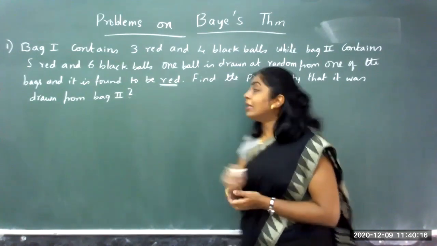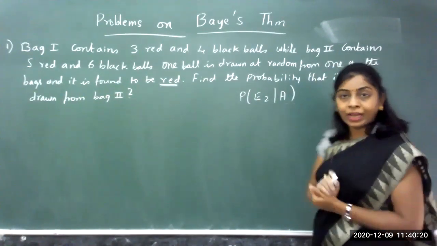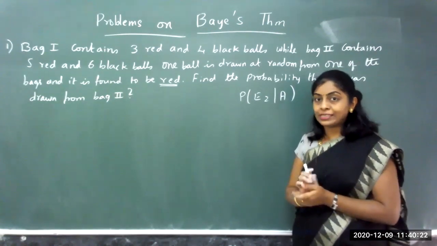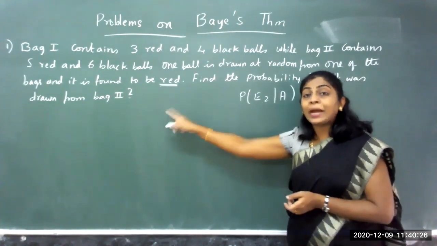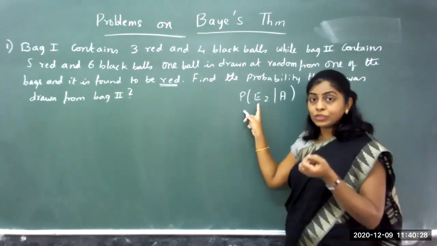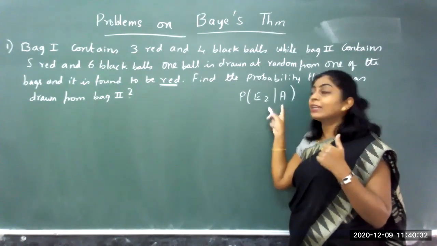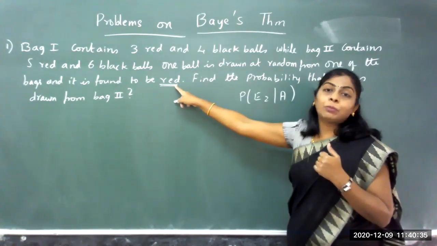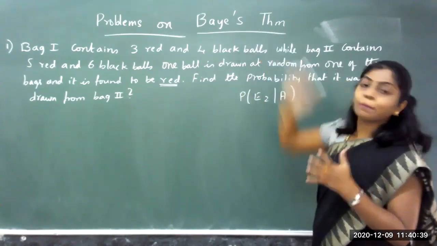That is the probability of choosing E2 given A. E1 and E2 are the two events, that is bag 1 and bag 2. Now you have to find the probability of choosing from bag 2, E2, the second bag, given the other event which occurred. What is that other event? Taking the red ball. Red ball is E. So this I have to find using Bayes' theorem.